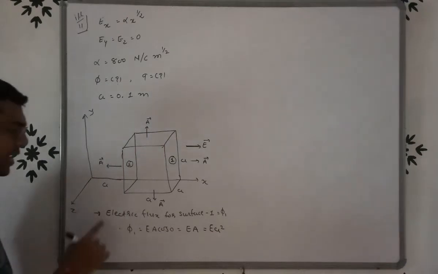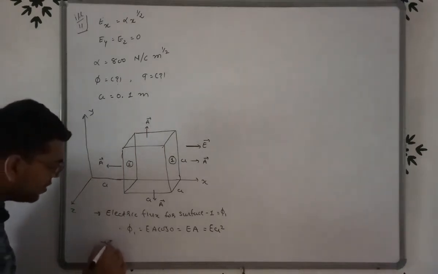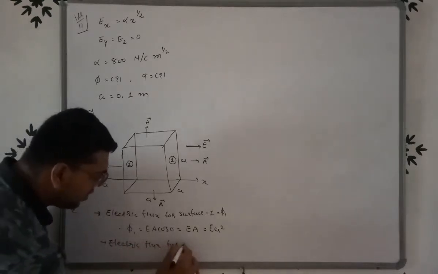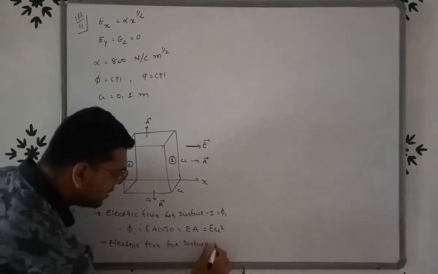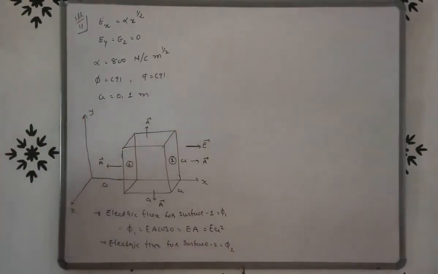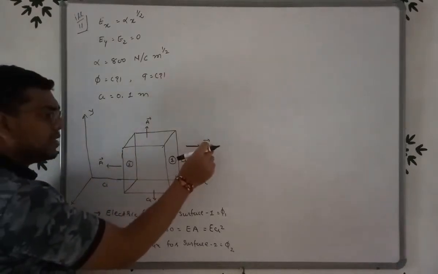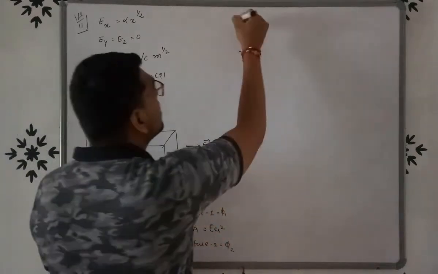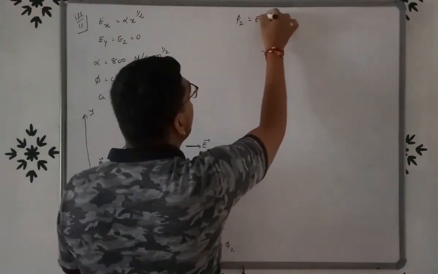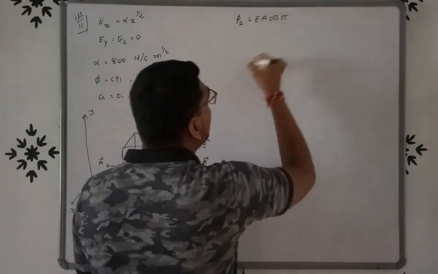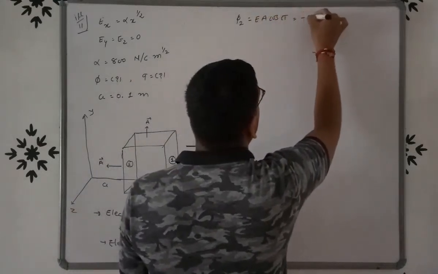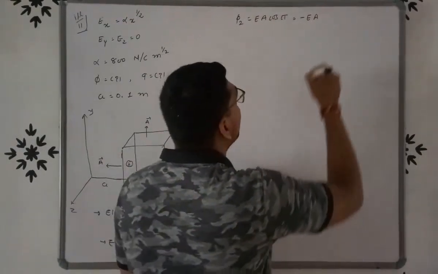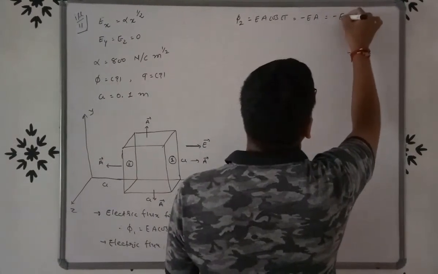Right. Now electric flux for surface 2, that means phi 2. Now see here friends, for this surface the direction of E and A are opposite, so theta will be pi. So phi 2 is equal to EA cos theta, which is pi. Cos pi is equal to -1, so minus EA. The area is A into A, A square, right? So minus EA square.